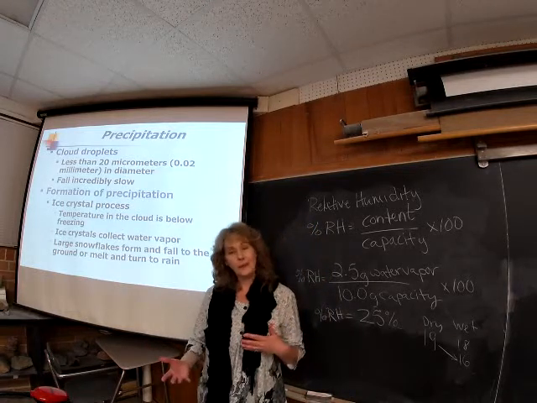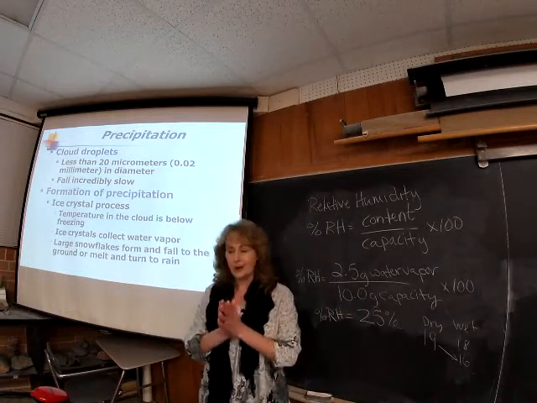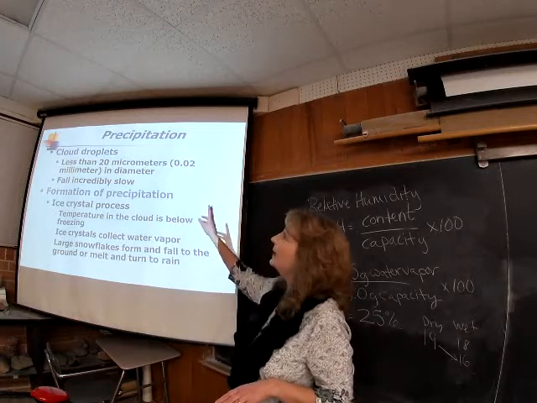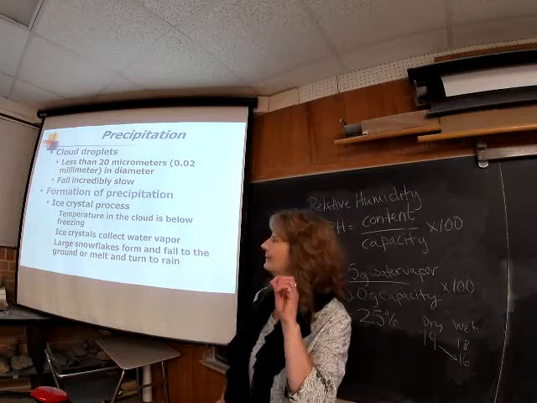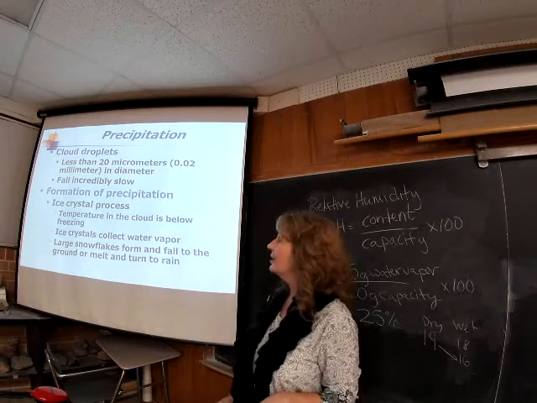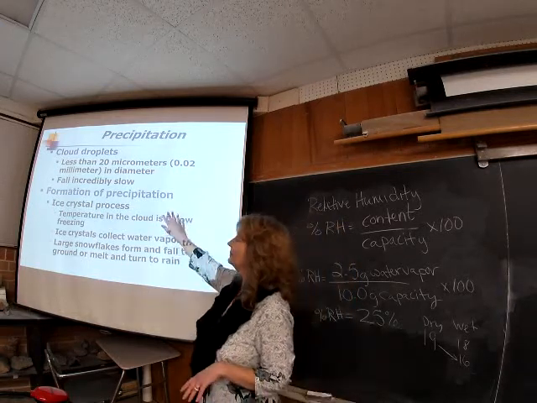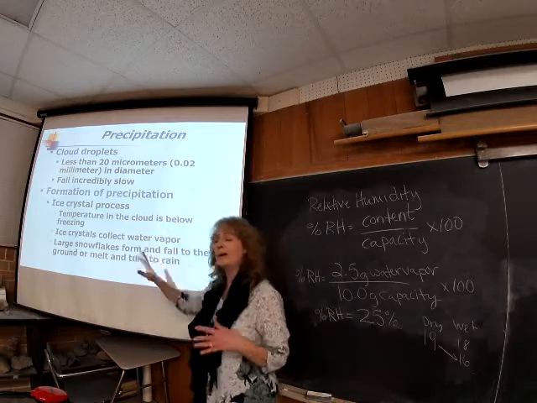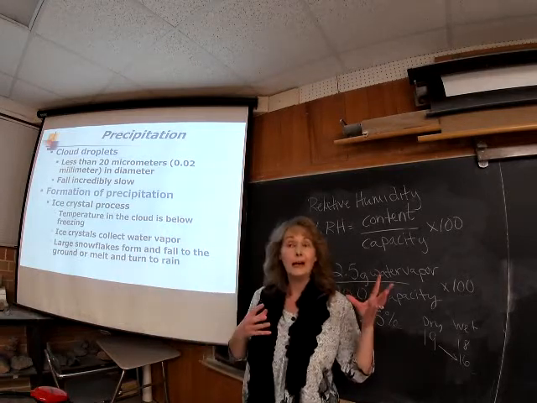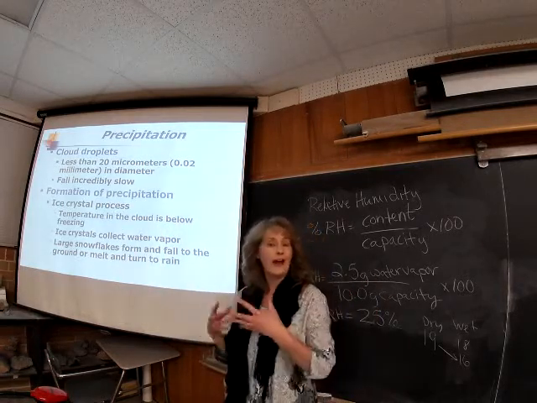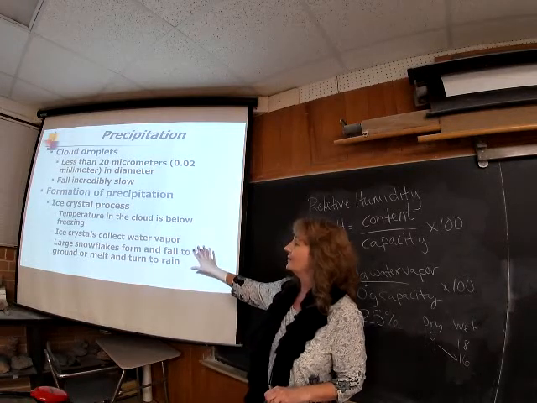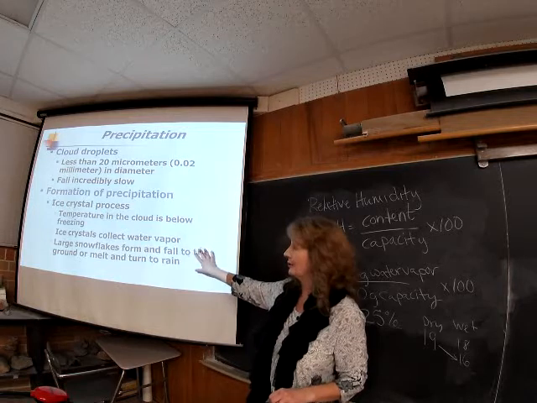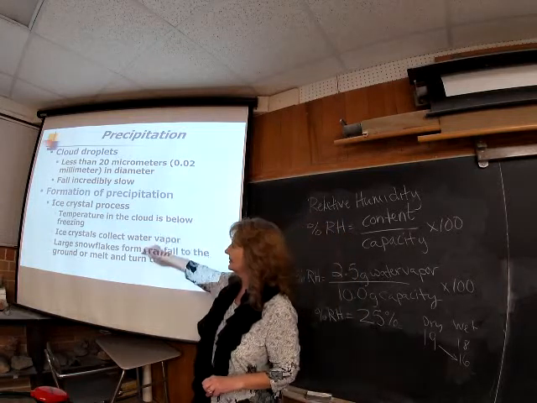So our cloud droplets, they are very, very small. They're less than 20 micrometers, so 0.02 of a millimeter, very, very small in diameter. Of course, these are going to fall incredibly slow. There's a couple scenarios, a cold cloud versus a warm cloud, on how the precipitation might form. Here they are referring to the cold cloud formation, sort of the ice crystal process.